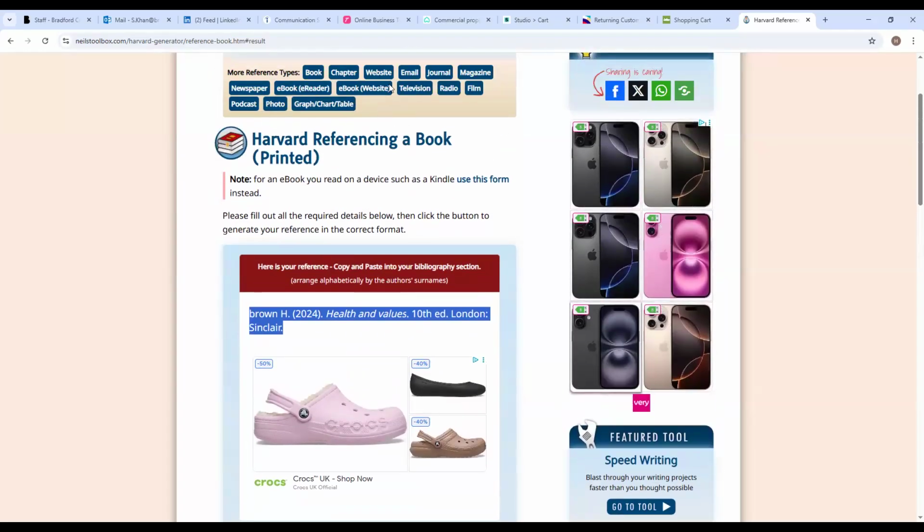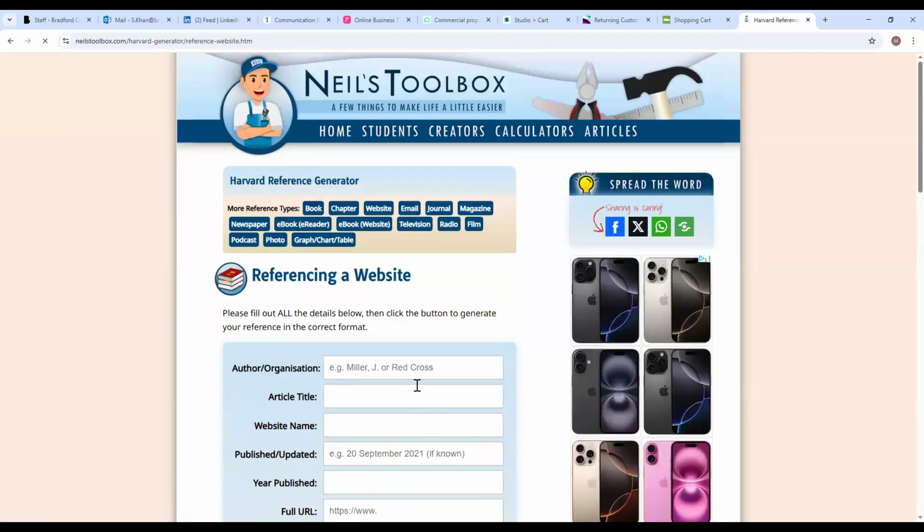So if you want to do a website, I'll show you how to do a website. The organisation name could be Red Cross. Let's put Red Cross. Article: values and principles.